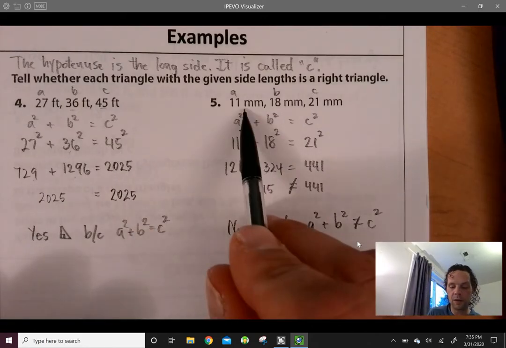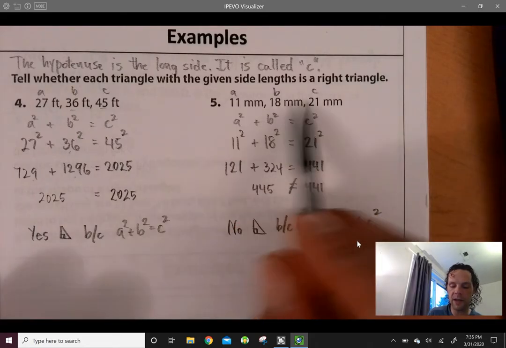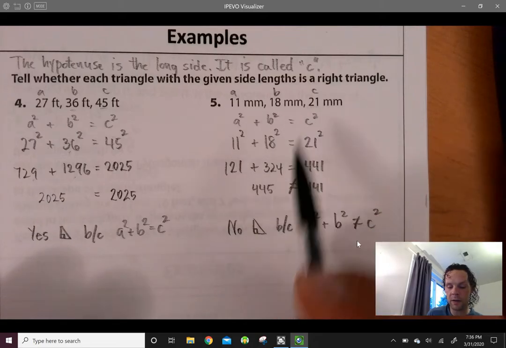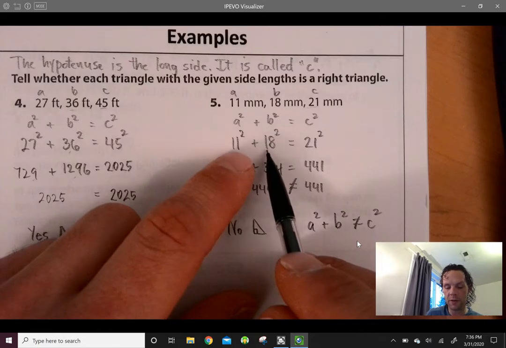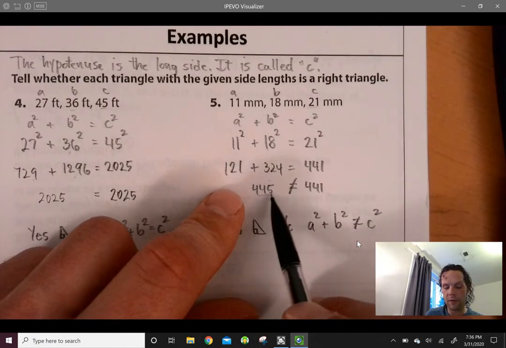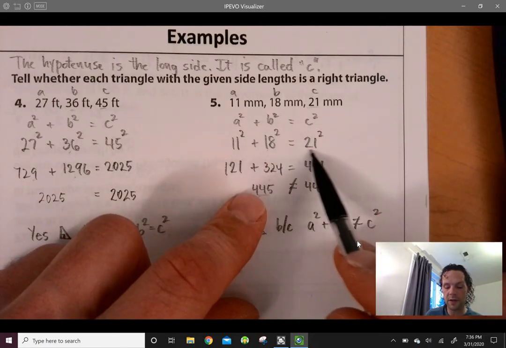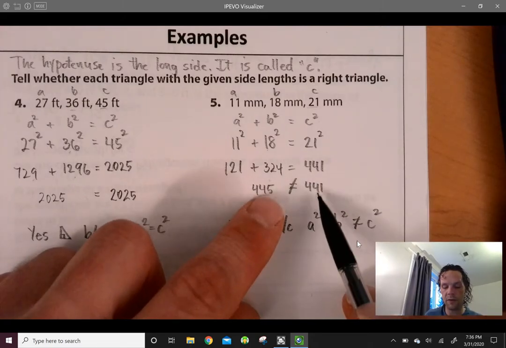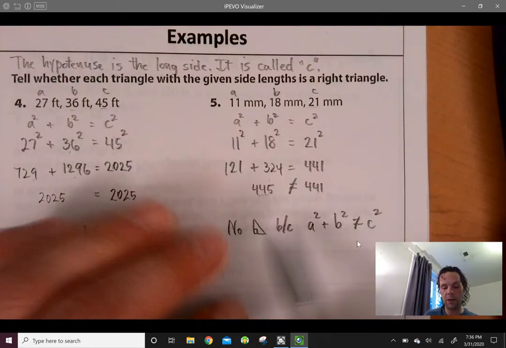Over here on the other side, you can see we did the same thing. Labeled all three sides A, B, C. C is the long side, or the hypotenuse, and then we find the sum of the squares of the legs, A and B, is 445, following the steps down here. C squared, well, c was 21, and squared that is 441. These two values are not equal, so this is not true, so this is not a right triangle.